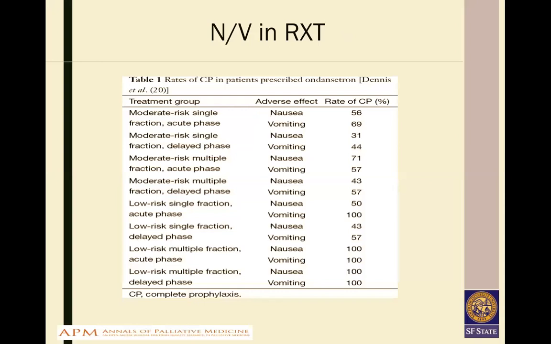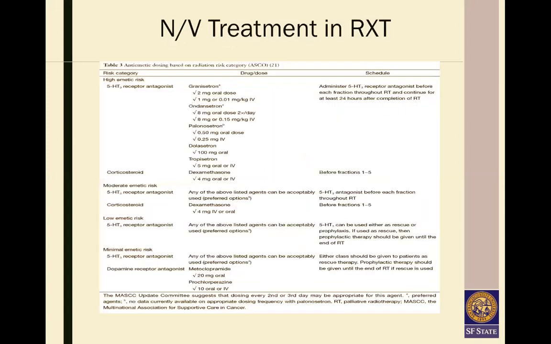Now you can get nausea and vomiting related to radiation treatment. Depending on the fraction size and how long they're going to have it, it can affect how much nausea and vomiting they'll have. This slide tells you how often patients had nausea or vomiting, and in these patients they were prescribed Zofran to help with it. So Zofran can be very helpful in patients with radiation treatment too.